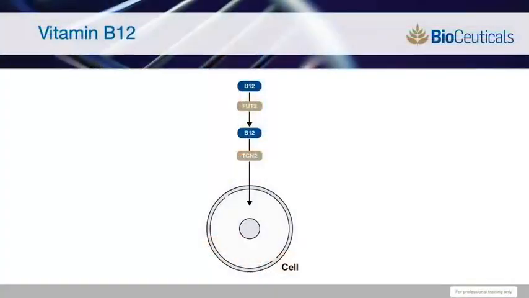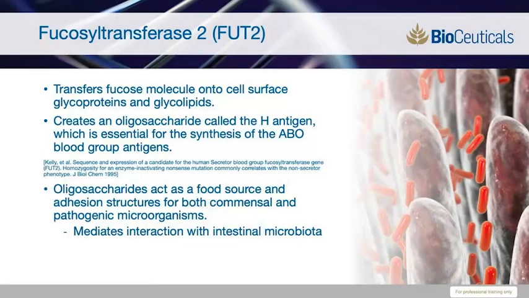So finally, moving on to B12, this is just a simplified diagram to show you two of the genes that you want to be looking at in relation to B12, so FUT2 and TCN2. Fucosyl transferase 2 transfers a fucose molecule, a sugar group, onto the cell surface of glycoproteins and glycolipids. FUT2 is predominantly expressed in the epithelial cells and in the tissues that secrete mucus, including the mucosal lining in the gut. It creates oligosaccharides.